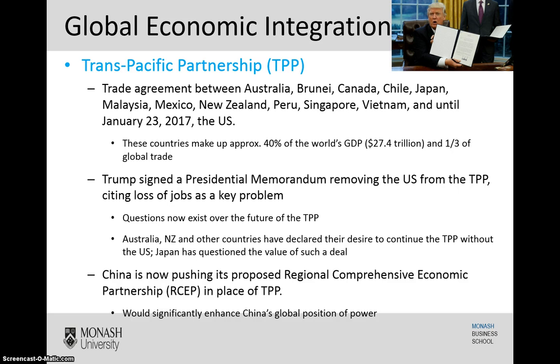So you can see that these are the kinds of issues and events which will literally impact not just international business, but each of our lives moving forward, given the significant impact that they will have on the way that business is done on a global scale.